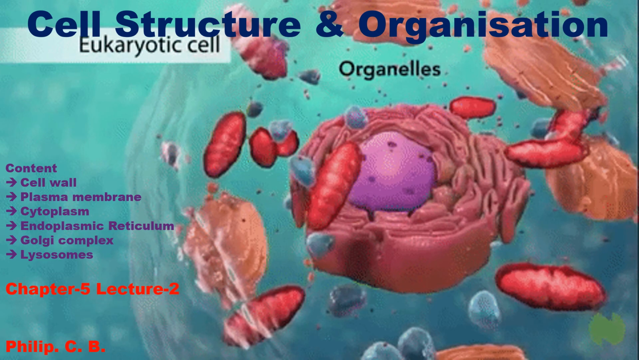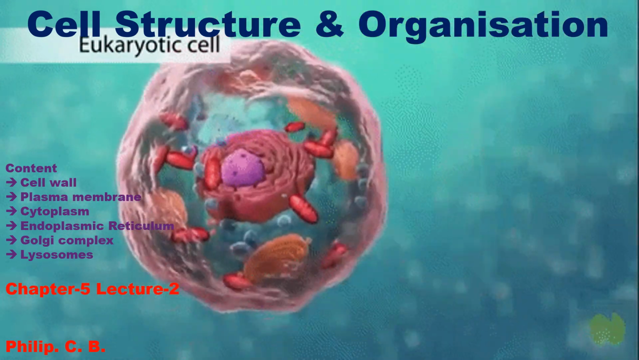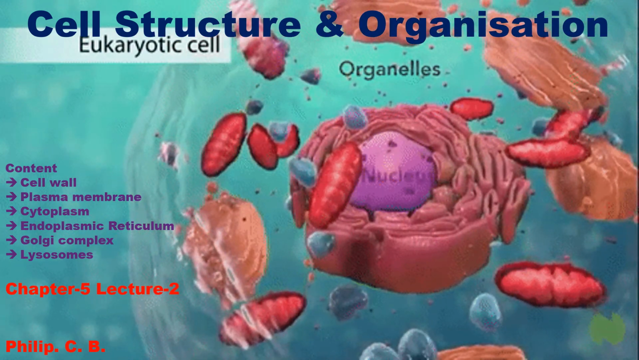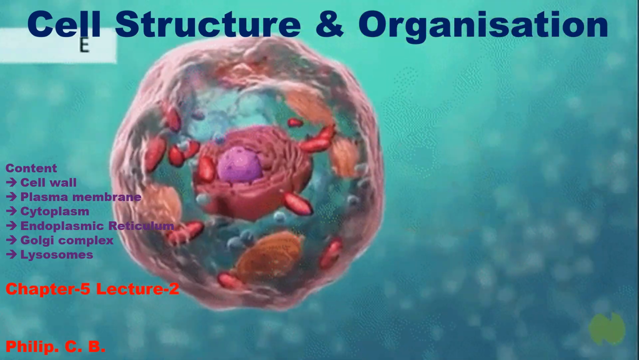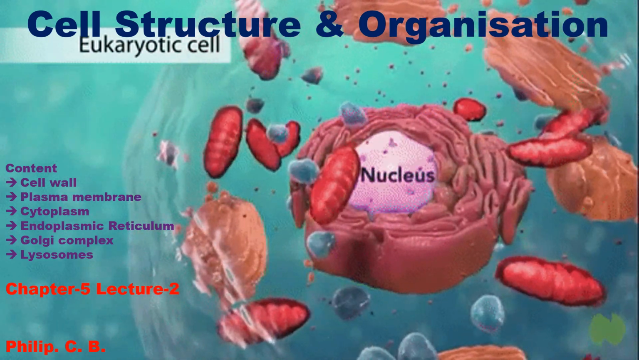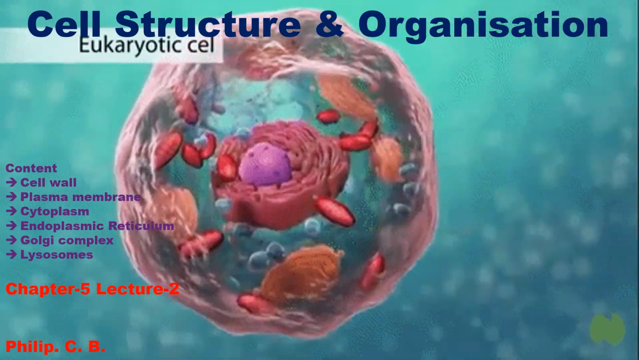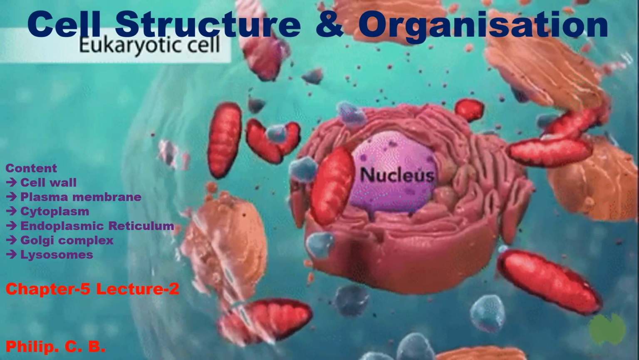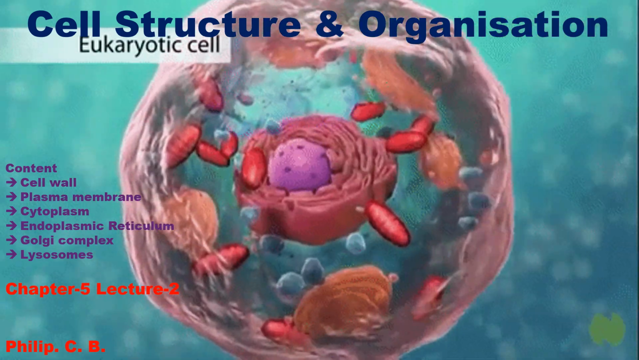As the first slide you can see the eukaryotic cell, the nucleus in the center, mitochondria on the sides, lysosomes and the other components present in the cell, as we can use the term cytosol or cytoplasmic streaming. Today we are going to learn the first few parts or organelles of the eukaryotic cell, that is cell wall, plasma membrane, cytoplasm, endoplasmic reticulum, Golgi complex and lysosomes. The remaining part we will learn in the third part of the lecture.